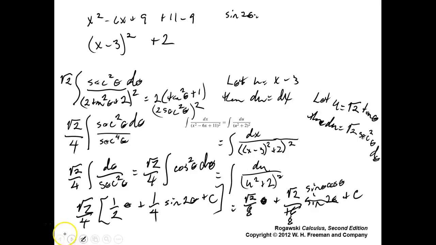I'm going to erase this up here because I need the space. Okay. All right. Here's why. Because you know we still got to get back to our original variable, which is x, okay?